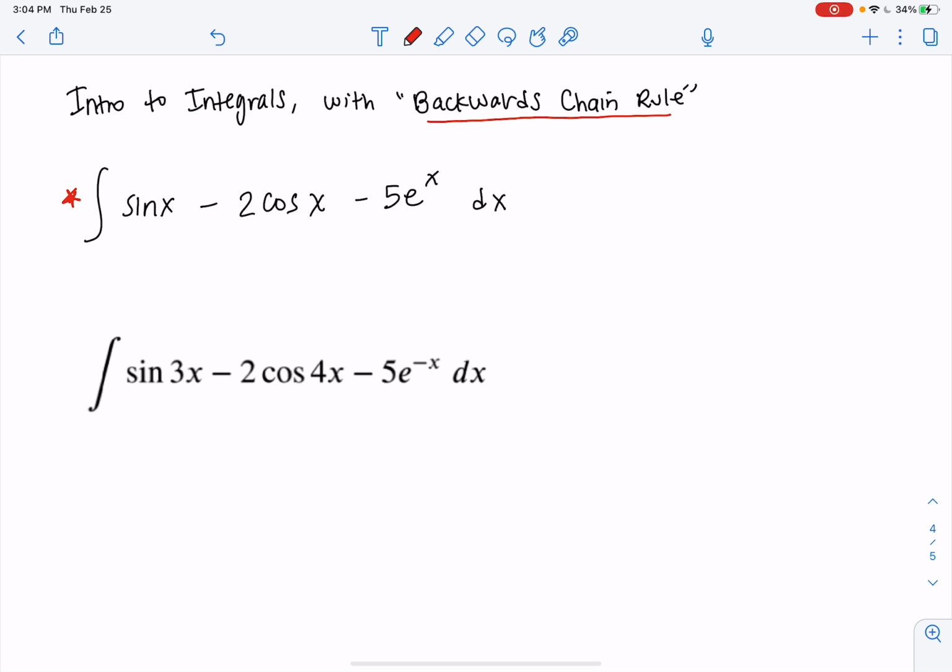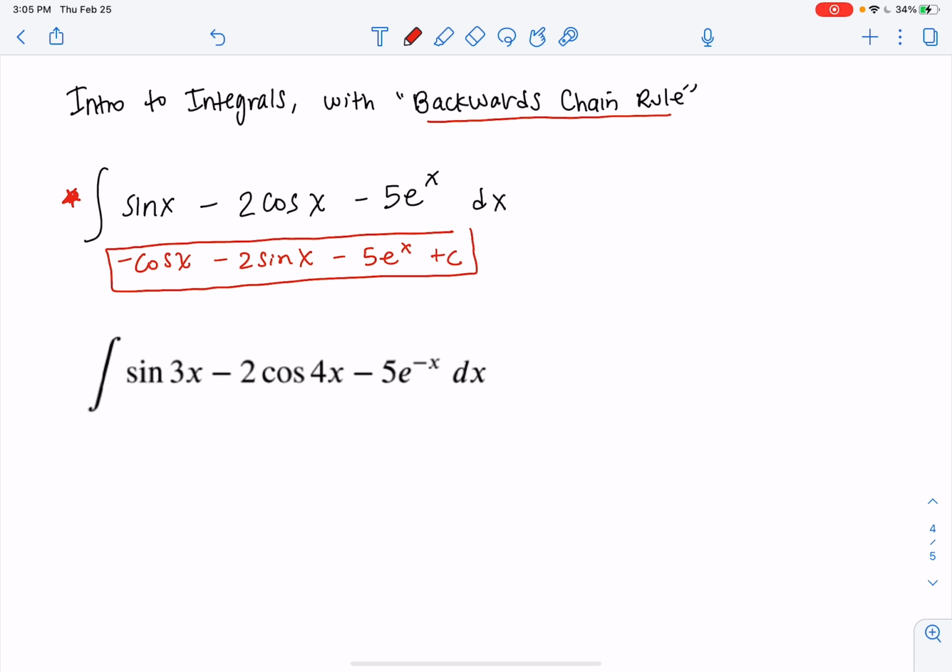Pause the video here and see if you remember your formulas well enough to integrate this top function. Alright, assuming that you've paused the video, check if you got negative cosine x minus 2 sine x minus 5 e to the x. Don't forget the plus c. And that would be the correct answer. What I'd like you to do now is look at the second example. See why these two are very different.